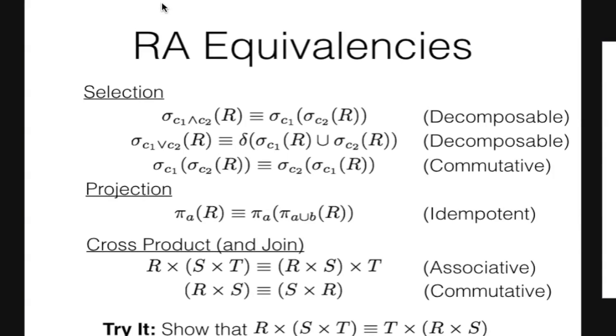So projection is idempotent. If I project down to a small set of columns, it doesn't matter if I projected away a smaller set of columns. So I have projection down to A and the attributes in B, and then I project that further down to just the attributes in A. That's completely identical to just projecting down the attributes in A. And note that this works backwards. I can also add attributes. I can add new projections safely.